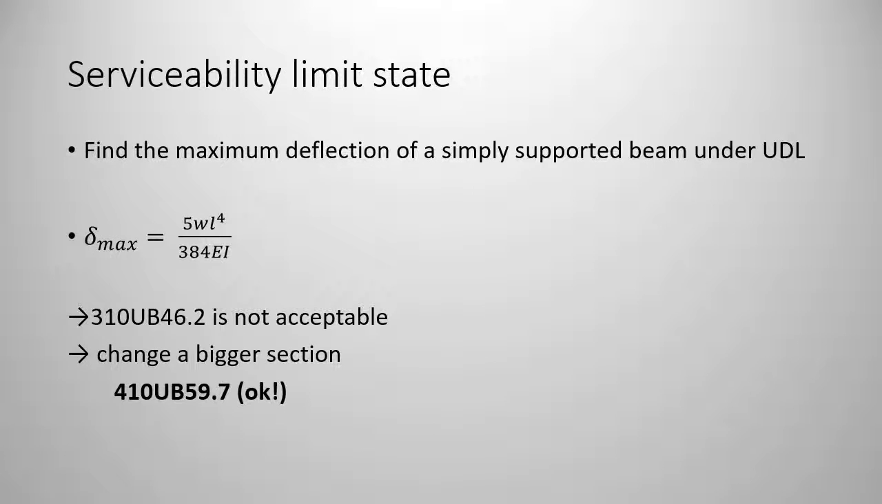The final check is serviceability limit state. The deflection of 310 universal beam 46.2 is much more than the allowable limit and is not acceptable, so a bigger section is needed. At last, we use 410 universal beam 59.7 for the intermediate rafter.